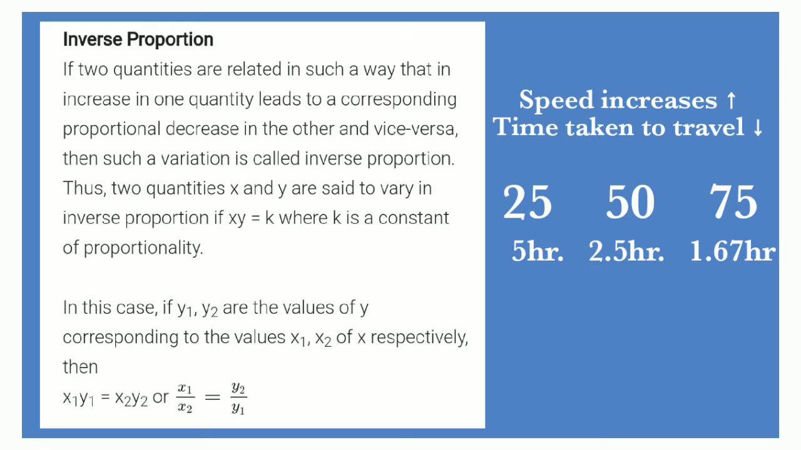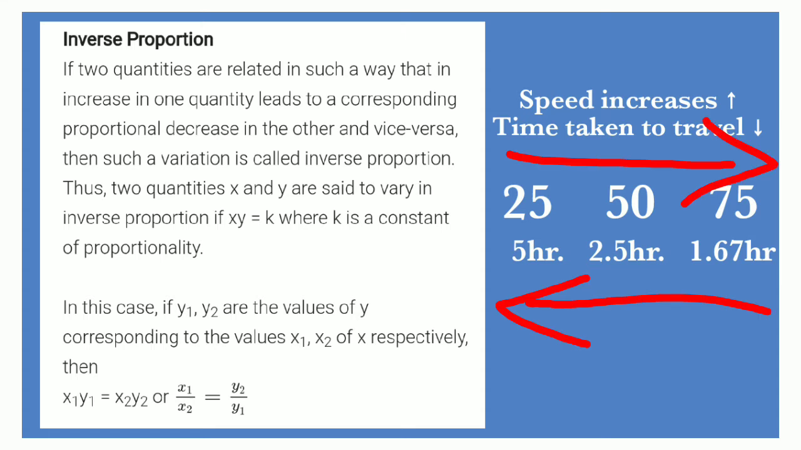X into y is equal to small letter k. K is a constant. Here we have an example. As speed increases, in the same way the second quantity, the time taken to travel, decreases over a fixed distance.